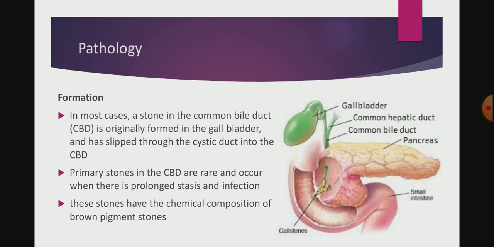Pathology, formation: in most cases, a stone in the common bile duct is originally formed in the gallbladder, then descends to the CBD. Primary stones in the CBD are rare and occur when there is prolonged stasis and infection. These stones have the chemical composition of brown pigment stones.